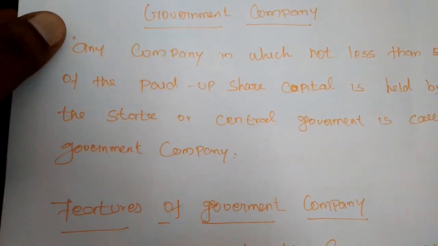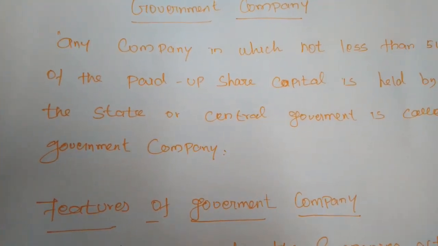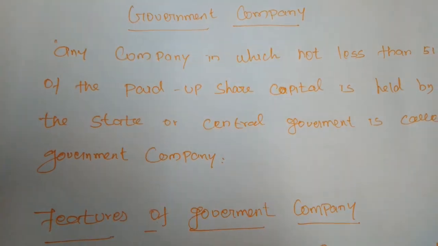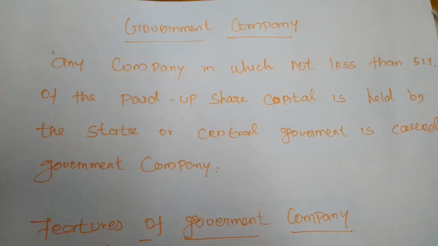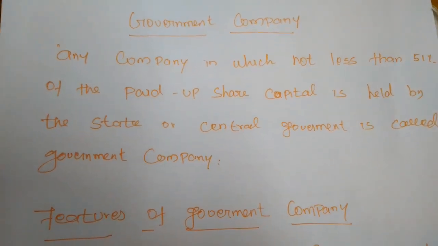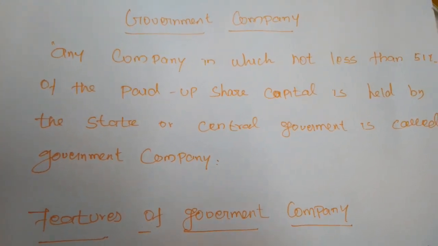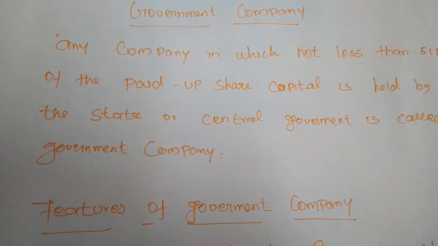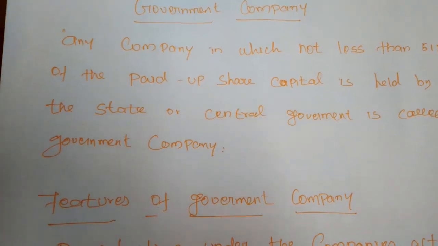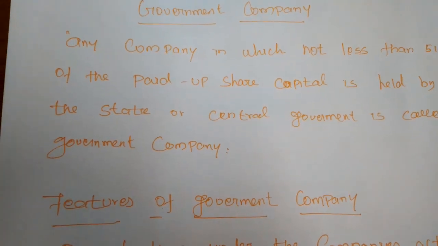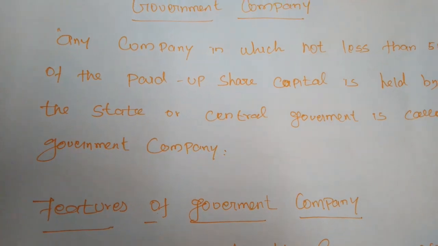The government company. A government company is defined under Section 245 of the Companies Act 2013. Any company in which not less than 51 percent of the paid up share capital is held by the state government or the central government, or by any state government or governments, or partly by the central government and partly by one or more state governments, and includes a company which is a subsidiary company of such a government company.